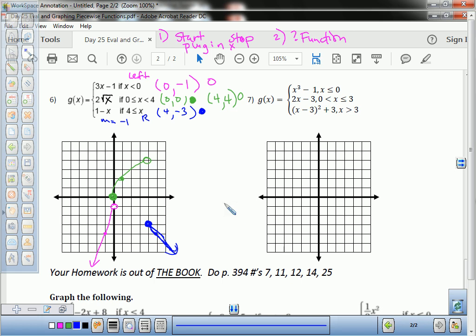All right. And that is piecewise functions. Every time, those are the steps you do. That's how your brain has to think about it. So let's go to the next one.